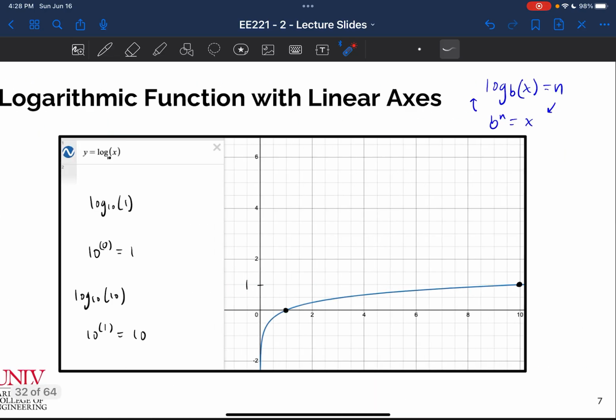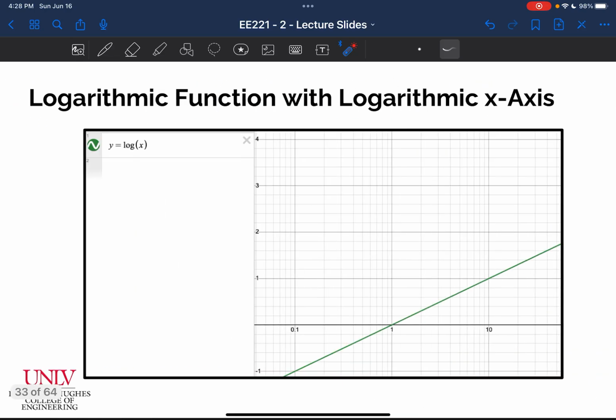This behavior is not so easy to sketch. This behavior is very easy to sketch. It's just a straight line, right? And the same goes for the value 0.1, right? What does the value 0.1 mean? Well, log base 10 of 0.1 is negative 1.